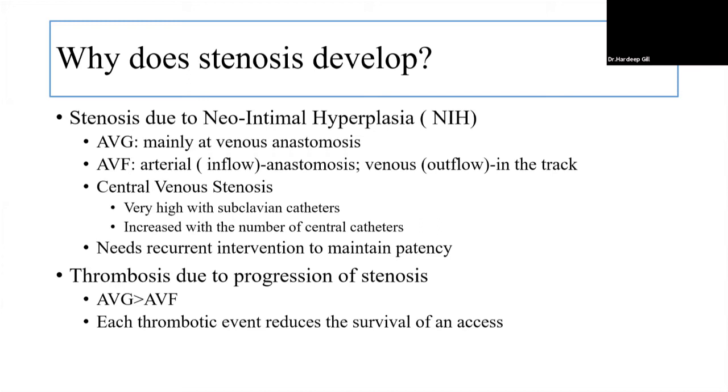And in an AV graft, it's mainly at the venous anastomosis. In an AV fistula, the arterial part is the inflow, so the stenosis develops at the anastomosis, or on the venous side, which is the outflow, it develops in the tract of the vein. Now, central venous stenosis also develops, and it's very high with subclavian catheters.